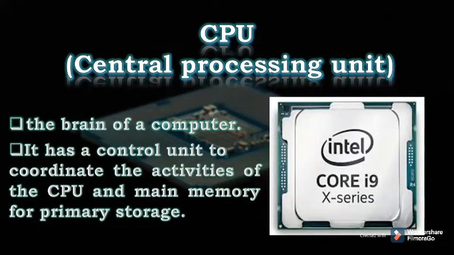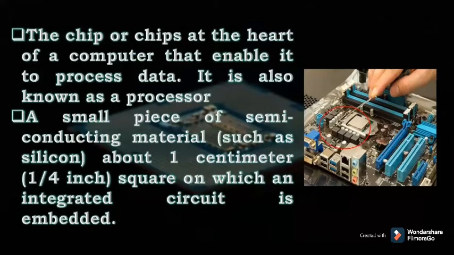CPU or central processing unit. The brain of a computer. It has a control unit to coordinate activities between the CPU, the main memory, and primary storage. The chip or chips at the heart of a computer that enable it to process data. It is also known as the processor. A small piece of semiconducting material such as silicon, about 1 centimeter or 1/4 inch square, in which one integrated circuit is embedded.